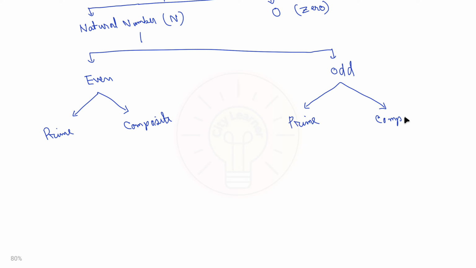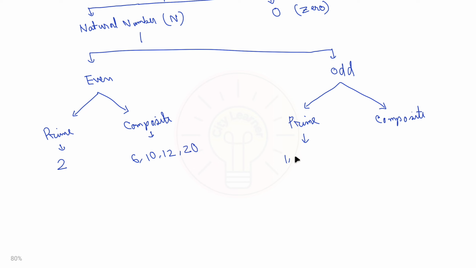Prime numbers are the numbers which have only two factors, one and that number itself. Composite numbers are those which have factors more than 2. So the even prime number is 2. Only one number is there, the even prime number, that is 2.